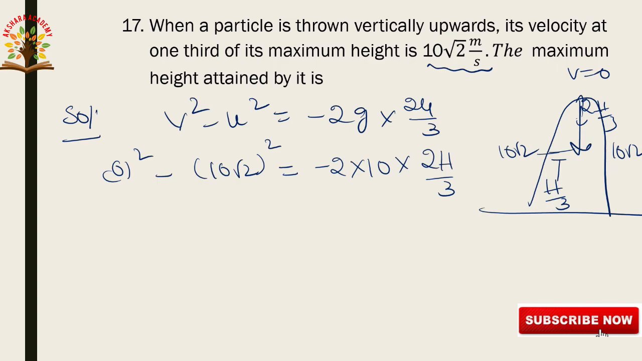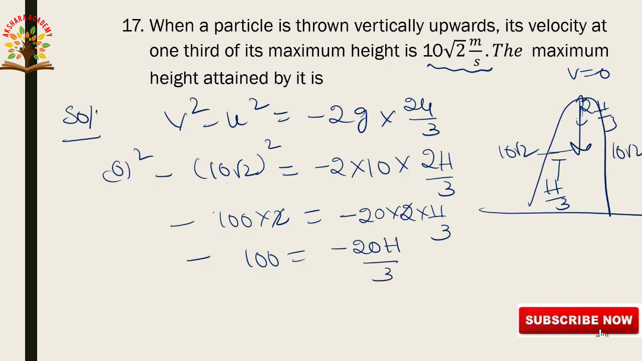So after this calculation, 0 square is 0 minus 10 into √2 whole square, that is 100 into 2, equal to minus 2 tens are 20, 20 into 2 into h by 3. The 2 gets cancelled, minus 100 is equal to minus 20 into h by 3. Minus minus gets cancelled, 0 0 gets cancelled. So we are getting 10 is equal to 2h by 3.